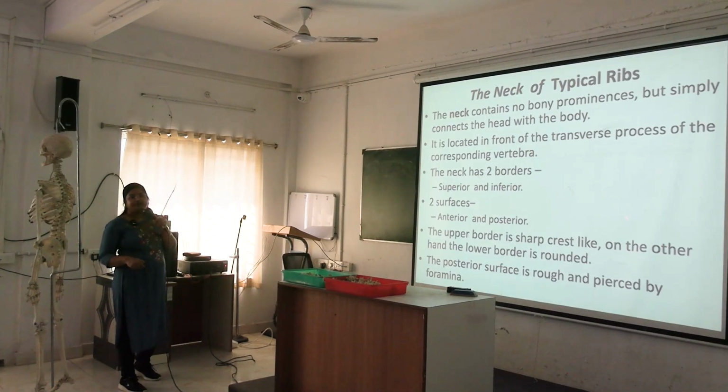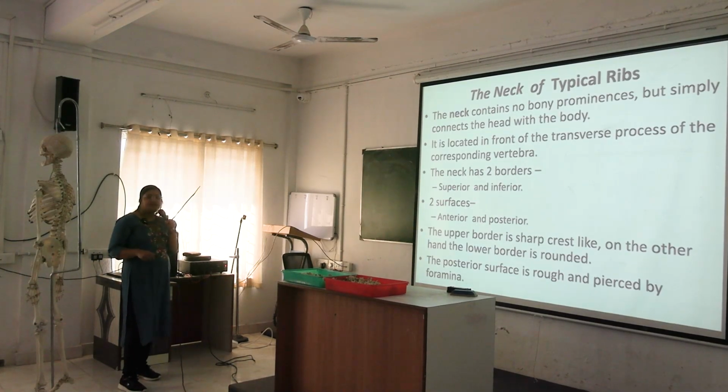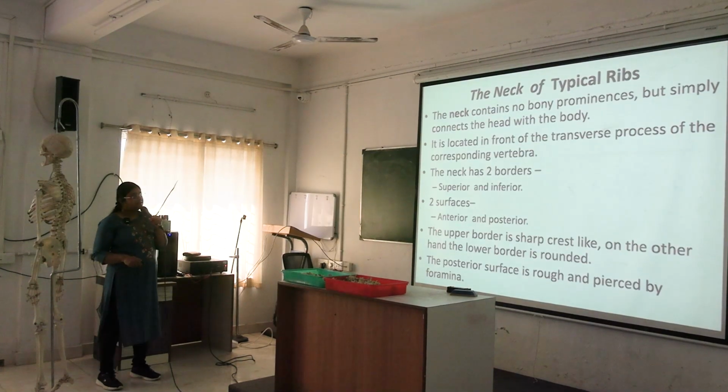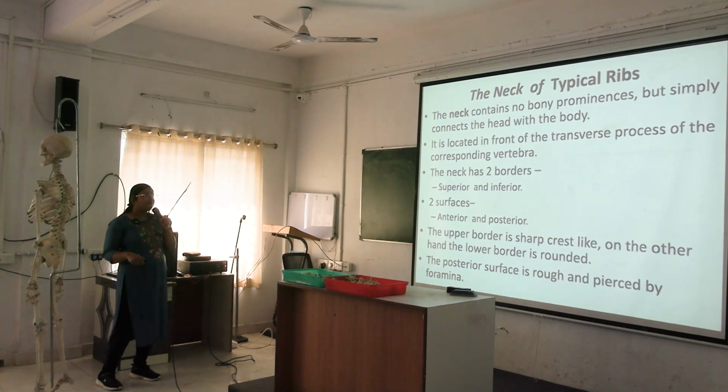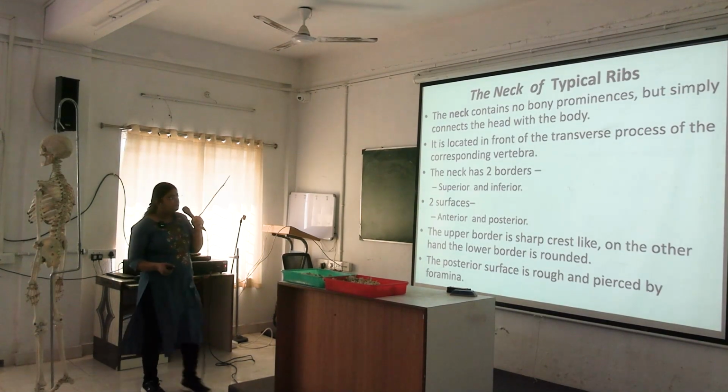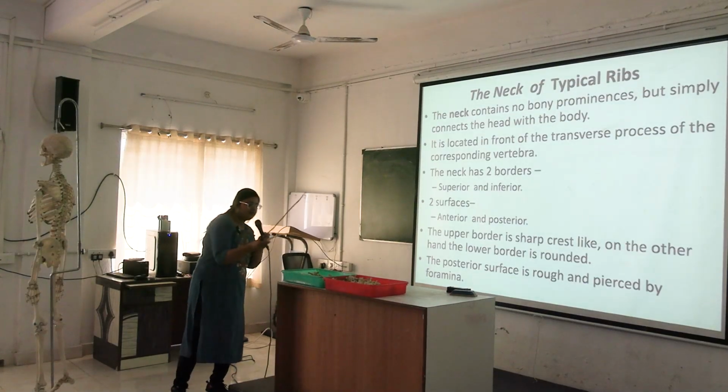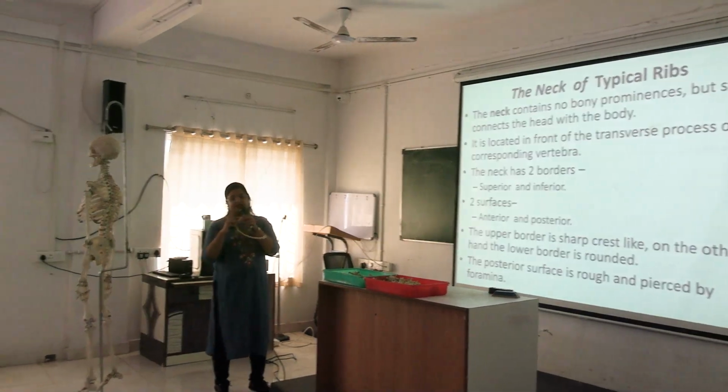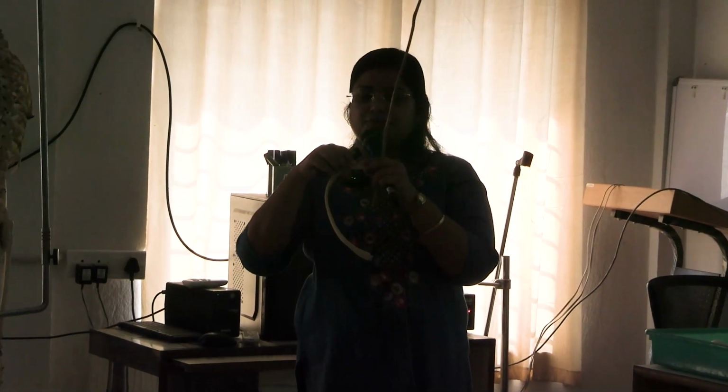The neck has two borders, superior and inferior, and two surfaces, anterior and posterior. The upper border is a sharp crest. On the other hand, the lower border is rounded. So see here, one rib. Here is the upper border of the neck which is sharp, but the lower border is rounded. So this is a typical rib of the right side.